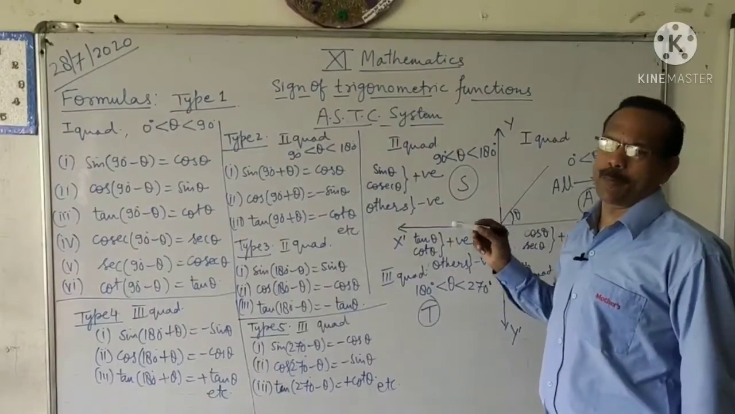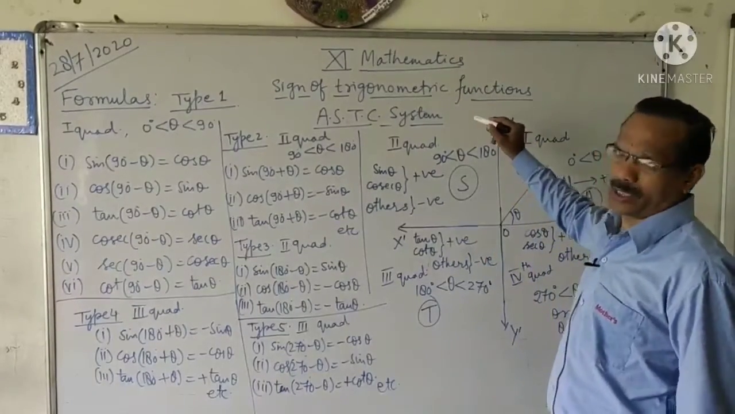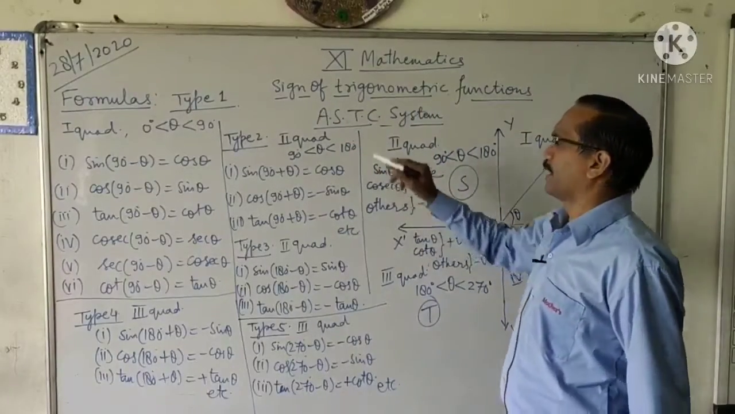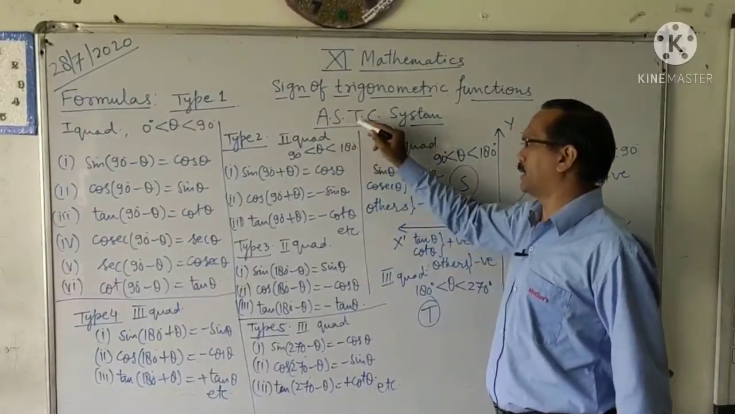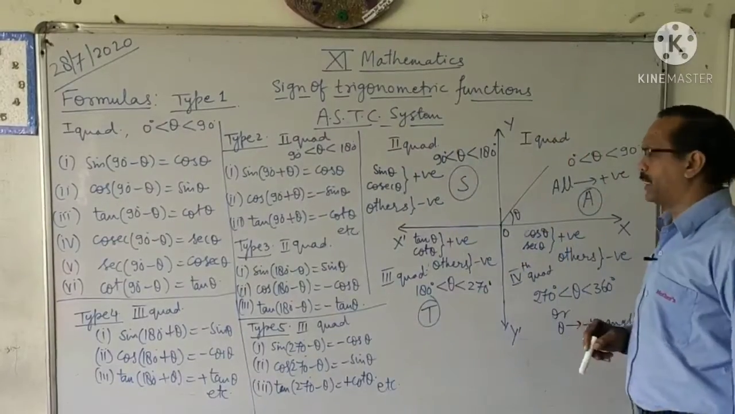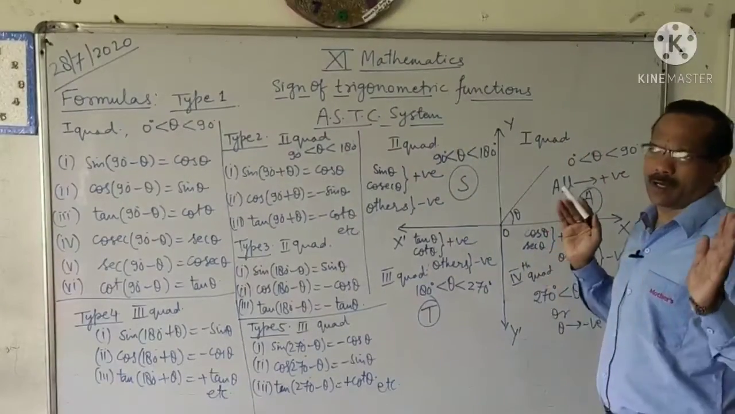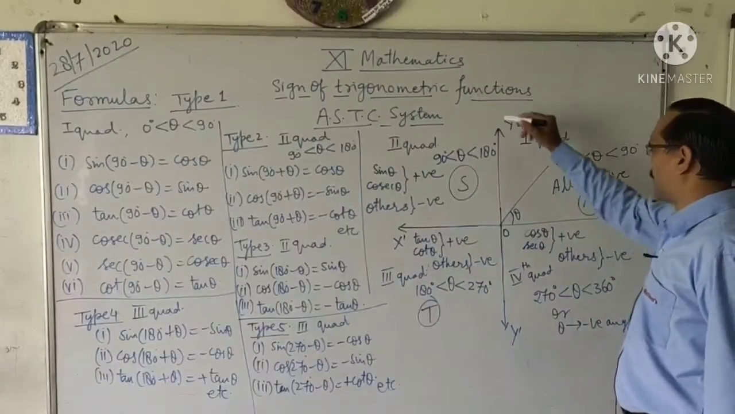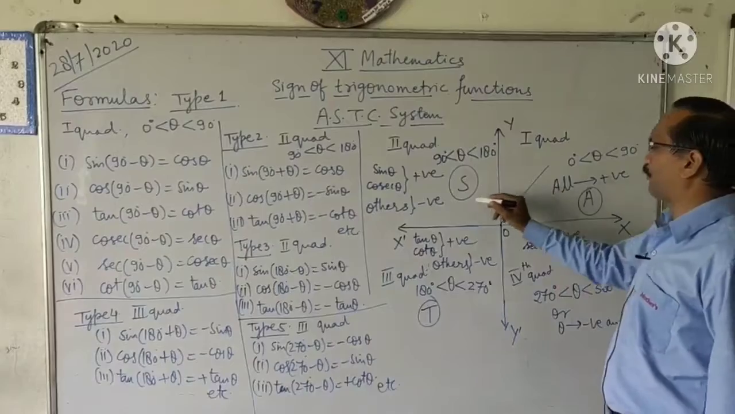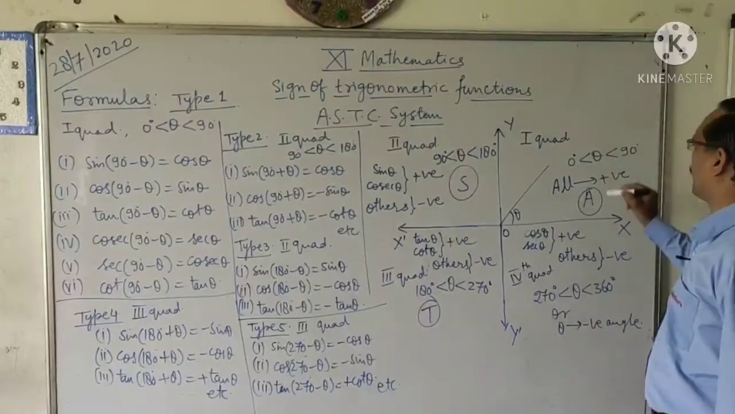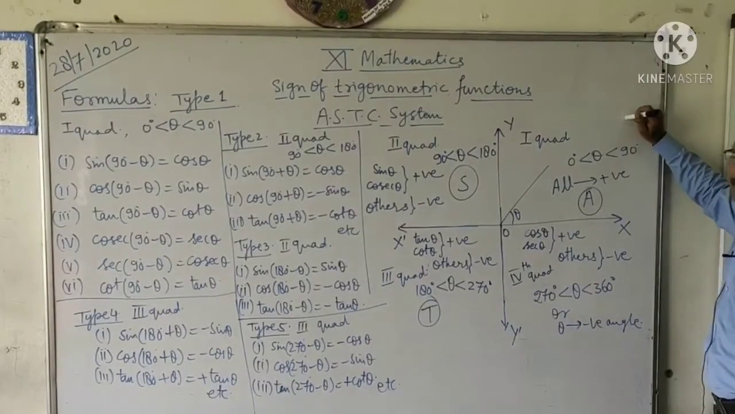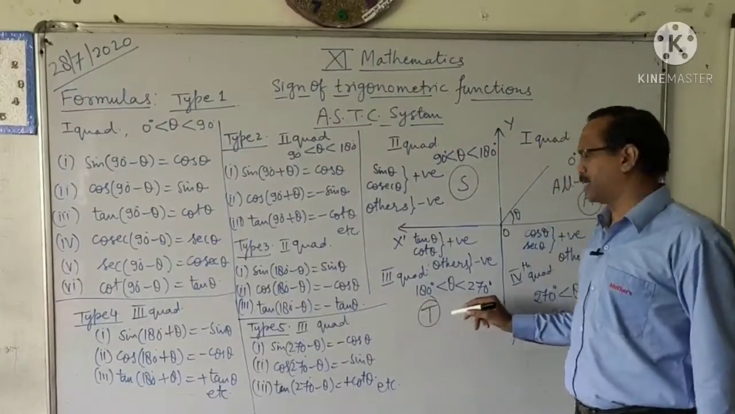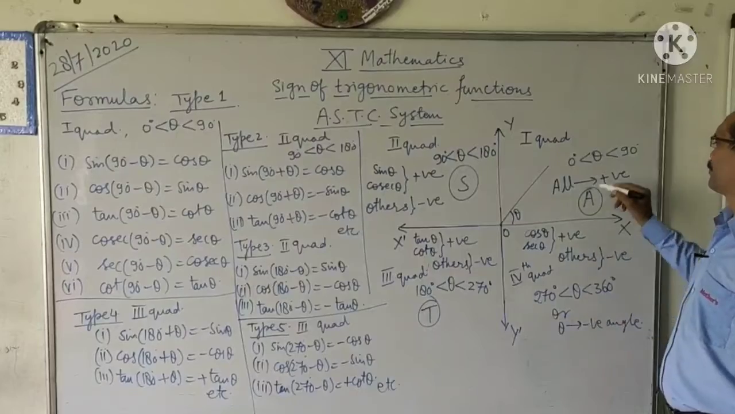Let's continue the topic trigonometry. Today's topic is the sign of trigonometric functions. It is also called the ASTC system. Students, we will take the coordinate axes, x-axis and y-axis, dividing the plane into four quadrants. This is the first quadrant. This is the second quadrant, that is the third quadrant, and that is the fourth quadrant.